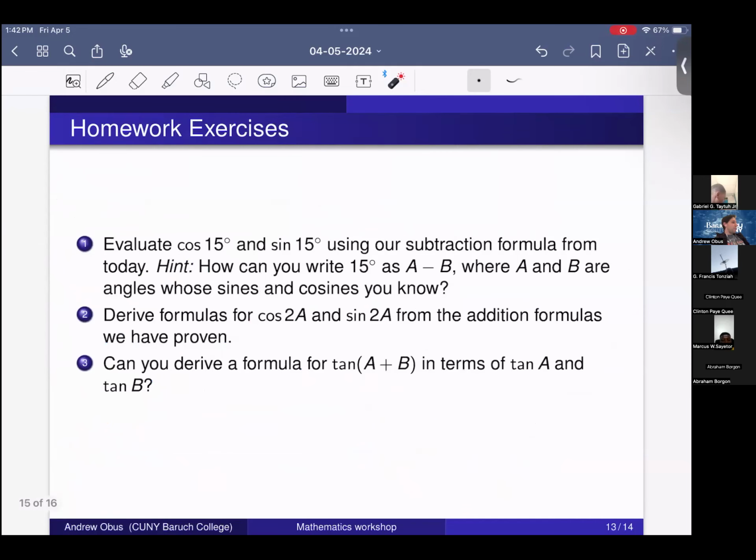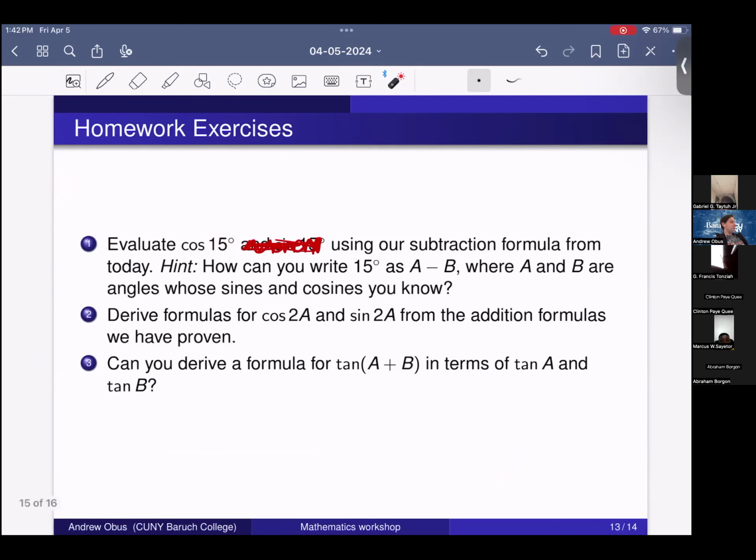Okay, so what are the homework problems? So the first one is evaluate cosine of 15 degrees and sine of 15 degrees using our subtraction formula from today. And the hint is how can you write 15 degrees as a minus b when a and b are angles whose sines and cosines you know. So you can do that to figure out what cosine of 15 degrees is, even though cosine of 15 degrees is not one of the standard angles that you memorize.